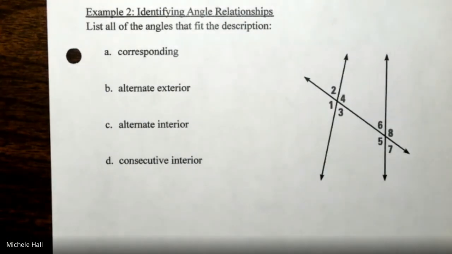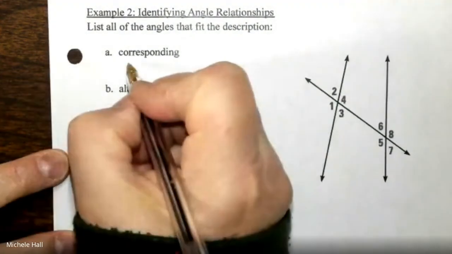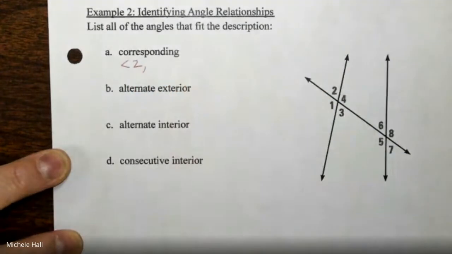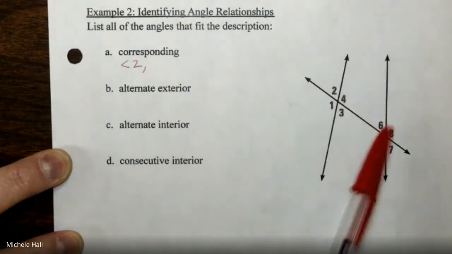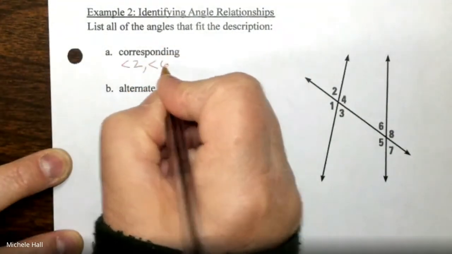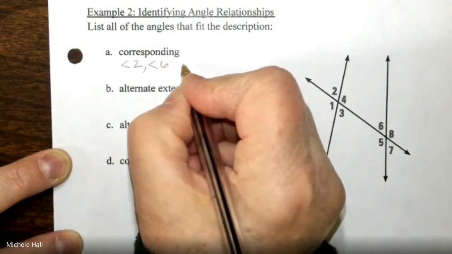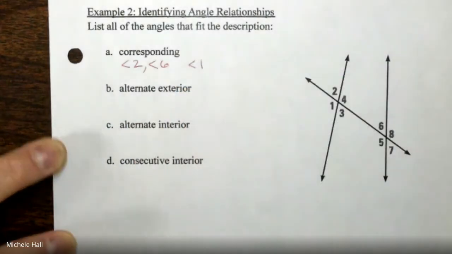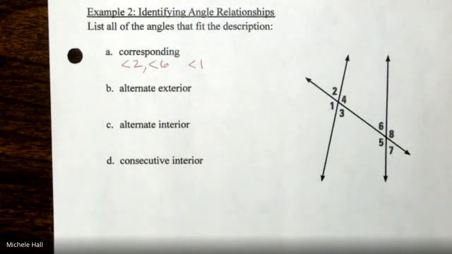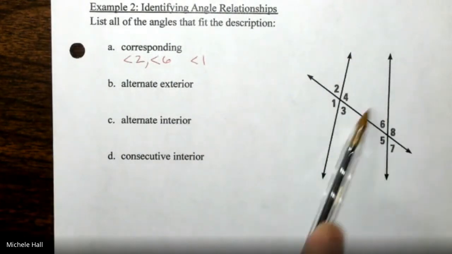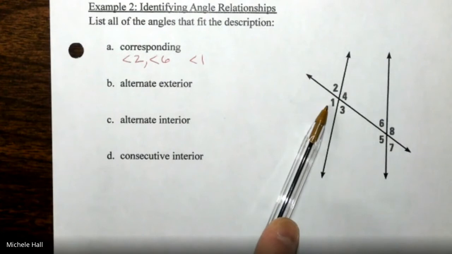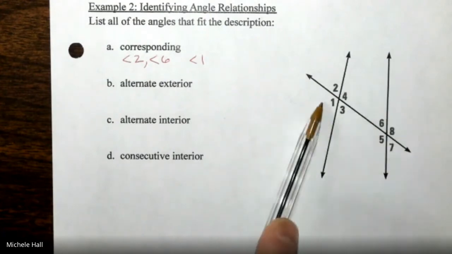One more page in your notes, corresponding angles. Angle 2 corresponds to which angle? They're in the same position. Angle 2 and angle 6. Next, we have angle 1 corresponds to which angle? They're in the same position. Angle 1 is right here. I'm looking for that same position on these angles here. There's angle 1. Which angle down here would be in the same position as angle 1?